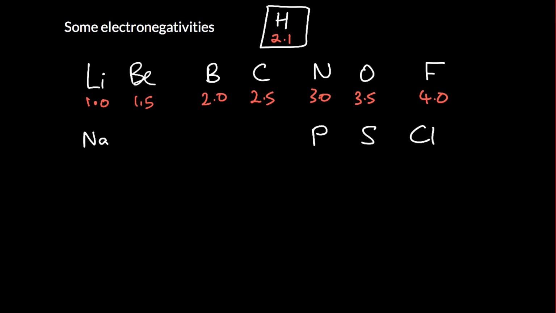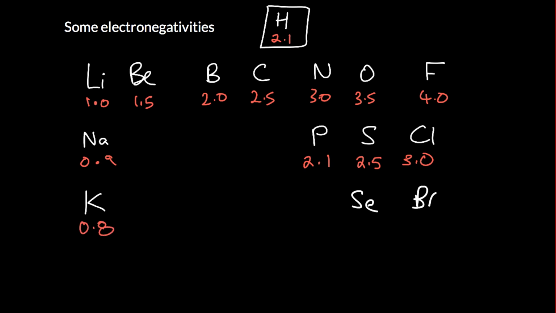As we go from left to right, the electronegativities go up. So sodium is 0.9, phosphorus is 2.1, sulfur is 2.5, chlorine is 3.0. And I'll write the next period down. Under sodium is potassium, and under sulfur is selenium, under chlorine is bromine. Again, these increase from left to right: 0.8, 2.4, 2.8.